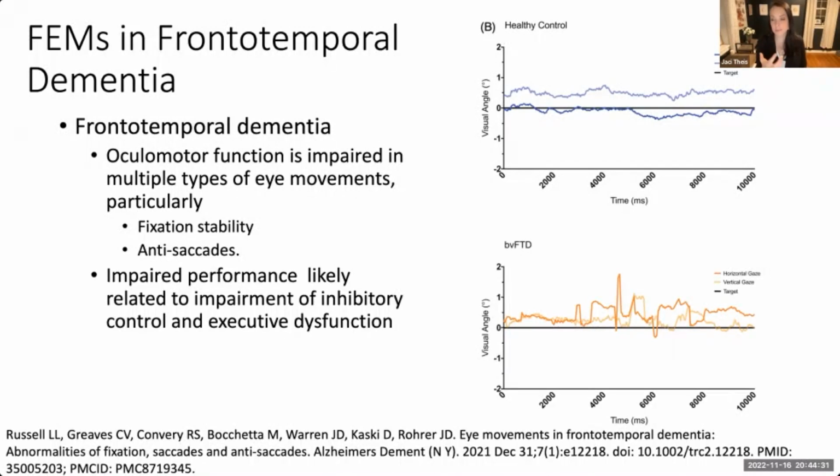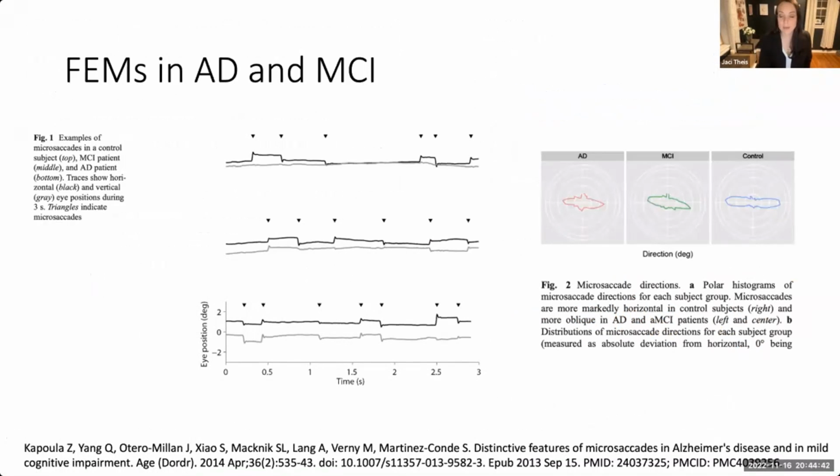So the frontal lobe is important for inhibition. So if you're having trouble with your frontal lobe, you'll have trouble with inhibition, in which case you're going to have trouble with your anti-saccade. So that makes sense. And then in Alzheimer's and mild cognitive impairment, some studies have also shown that in general, the microsaccades are more oblique in direction in Alzheimer's disease and MCI than they are in normals.